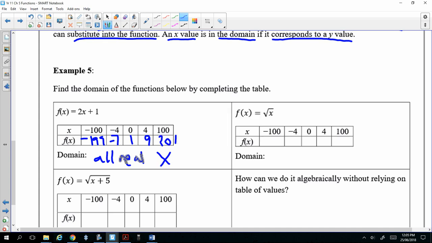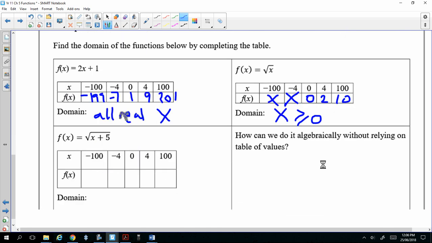Okay, now how about the next one? Can you substitute -100 into the square root? You can't. How about -4? You can't. How about 0? Yes, what's the square root of 0? It's 0. What's the square root of 4? What's the square root of 100? So, what's the domain for this one? x has to be greater than or equal to 0. Get the idea? Because there's a restriction, I cannot substitute negative numbers. Therefore, the only numbers I can substitute are 0 or positive numbers.